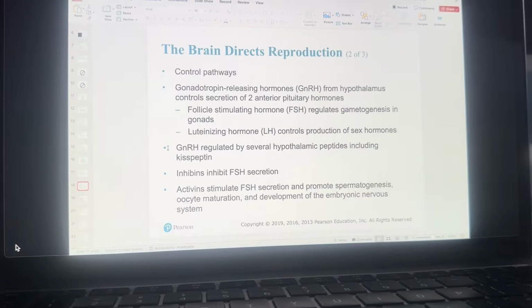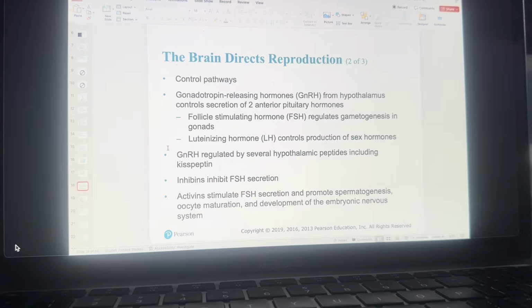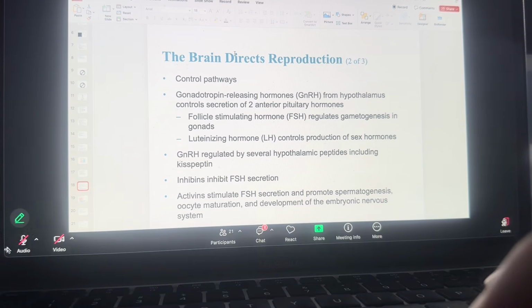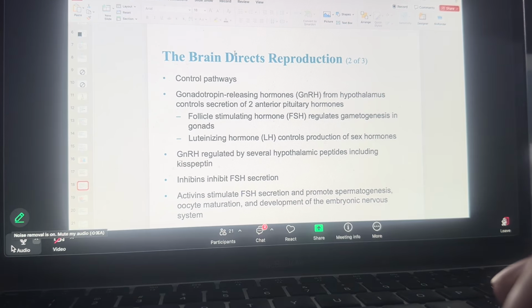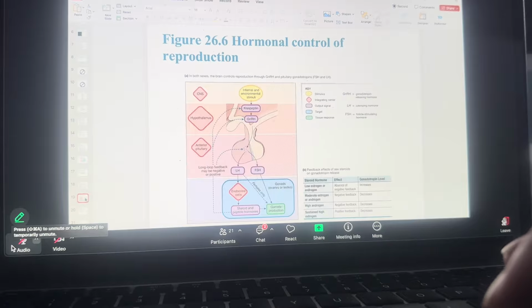And then we talked about the important hormones that are regulating the development of the reproductive organs. Those hormones include follicle stimulating hormone, luteinizing hormone, and gonadotropin releasing hormone. Which of these three hormones is released from the hypothalamus? Gonadotropin releasing hormone. Exactly.